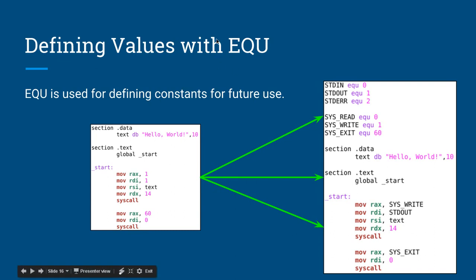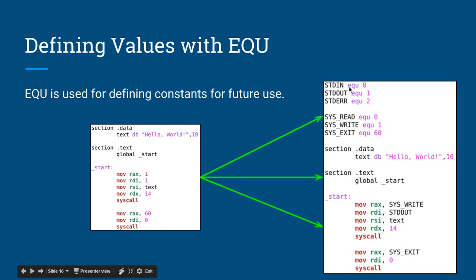And I also want to talk about EQU. EQU is used for defining constants for future use. So here's our hello world code, and all I've done here is, remember how in the hello world code, the 60 down here is our ID for the system exit, and then the 1 up here is the ID for the system write. Then we move into RDI. Remember, 0 is stdin, your standard input, 1 is your standard output, 2 is your standard error. And all I've done is define these up here.